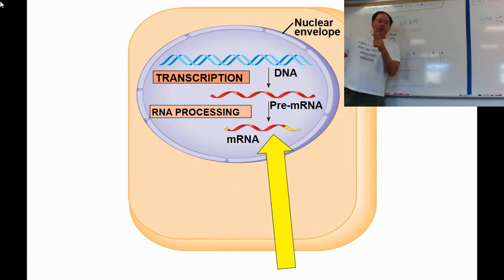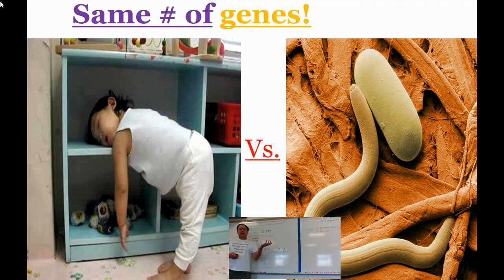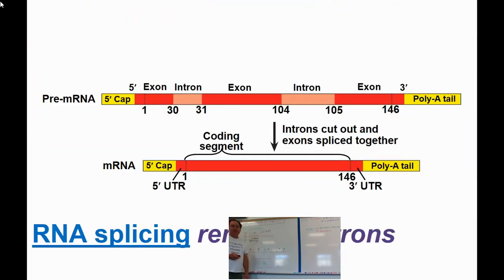So you can see here on the cartoon that the mRNA is much smaller, the mature mRNA before it goes out to the cytoplasm, much shorter than the pre-mRNA. Well, these two organisms, the nematode worm on the right and then a sleepy toddler on the left, have the same number of genes, about 23,000. But it's what you do with those genes that allows you to increase your complexity. Well, this is what science has found in the last 20 years.